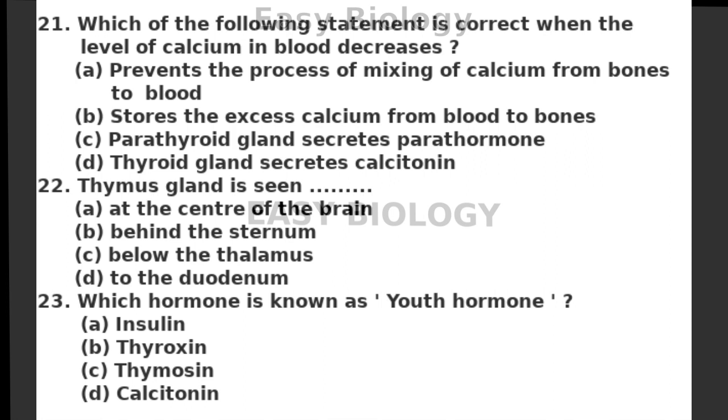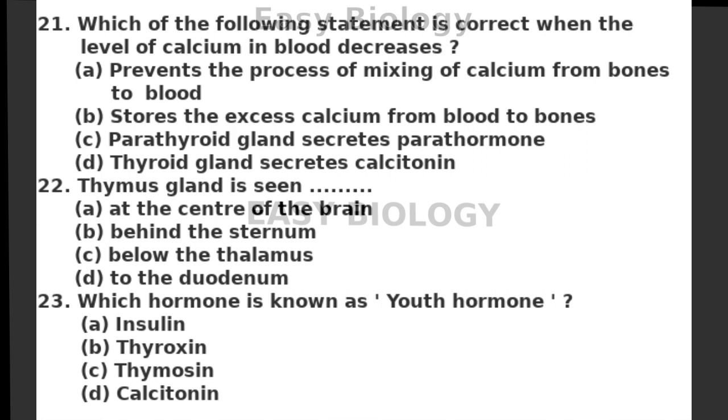Question number 21. Which of the following statement is correct when the level of calcium in blood decreases? A. Prevents the process of mixing of calcium from bones to blood. B. Stores the excess calcium from blood to bones. C. Parathyroid gland secretes parathyroid. D. Thyroid gland secretes calcitonin. The correct statement is parathyroid gland secretes parathyroid.